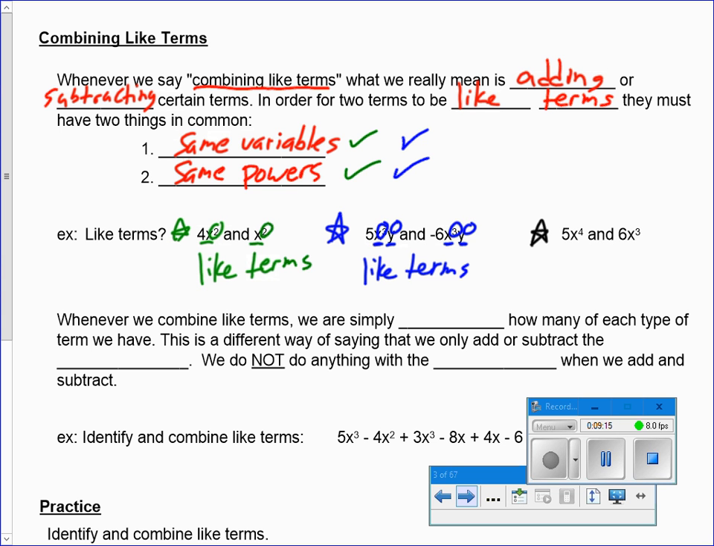Last one, same thing. We look, have the same variables. In this case, they're not the same powers. That's x to the fourth, that's x to the third. So these are not like terms.